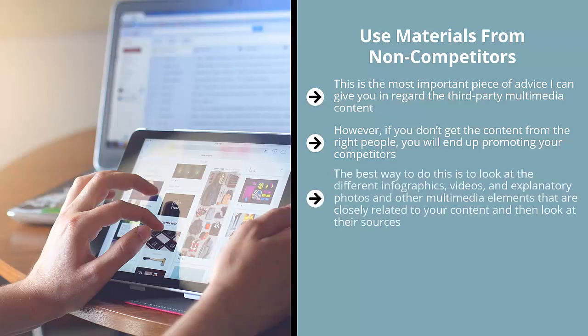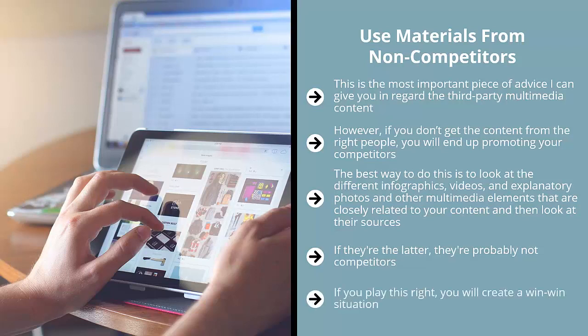The best way to do this is to look at the different infographics, videos, and explanatory photos and other multimedia elements that are closely related to your content, and then look at their sources. Are they directly competing with you, or are they kind of a general knowledge site that is basically just monetized by AdSense, or they are a nonprofit? If they're the latter, they're probably not competitors. They're not pushing a particular product. They're not doing a hard sell. So use their content and attribute to them.